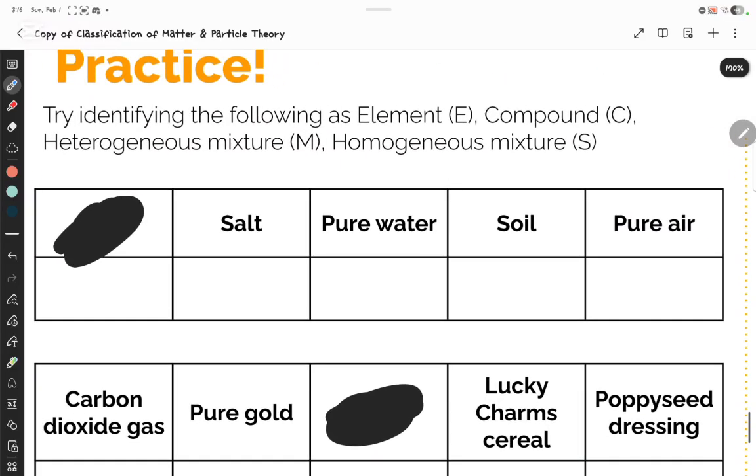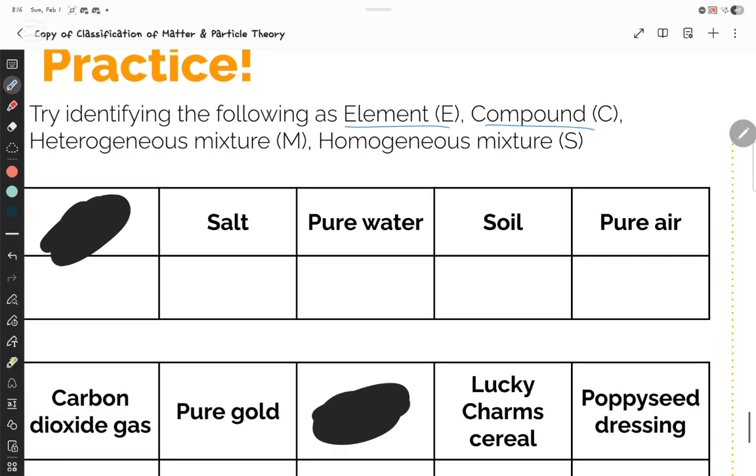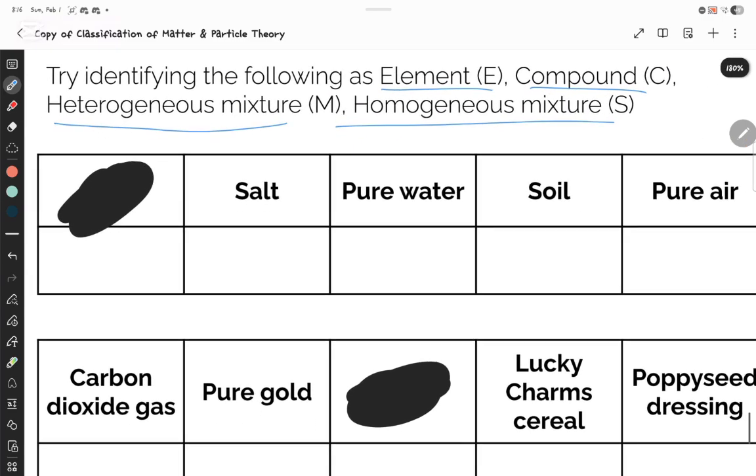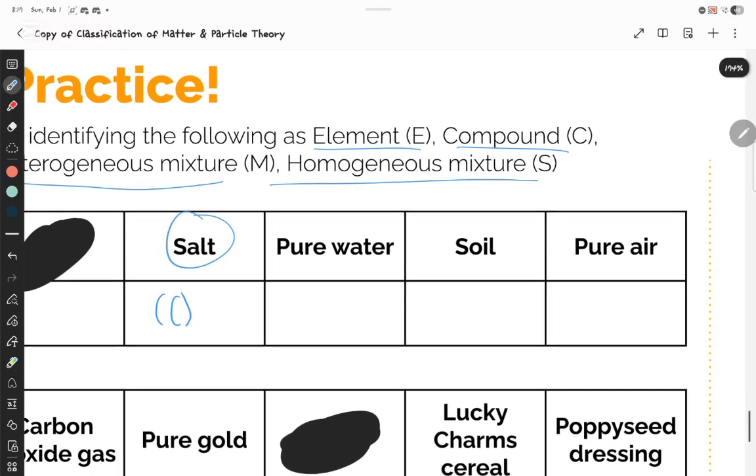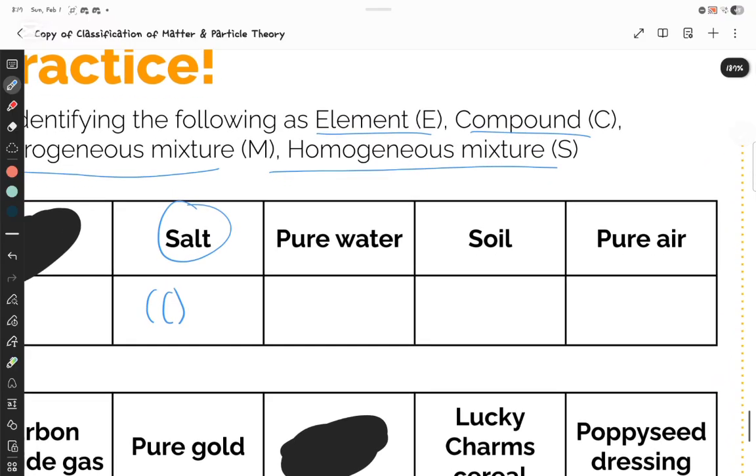Okay, so we're asked to identify the following as an element, compound, heterogeneous mixture, or a homogeneous mixture. First of all, we know that salt is obviously a compound, right? Salt is NaCl, we talked about earlier. Pure water, obviously it's going to be an element, H2O. No, compound, sorry. It's a compound, H2O, compound.